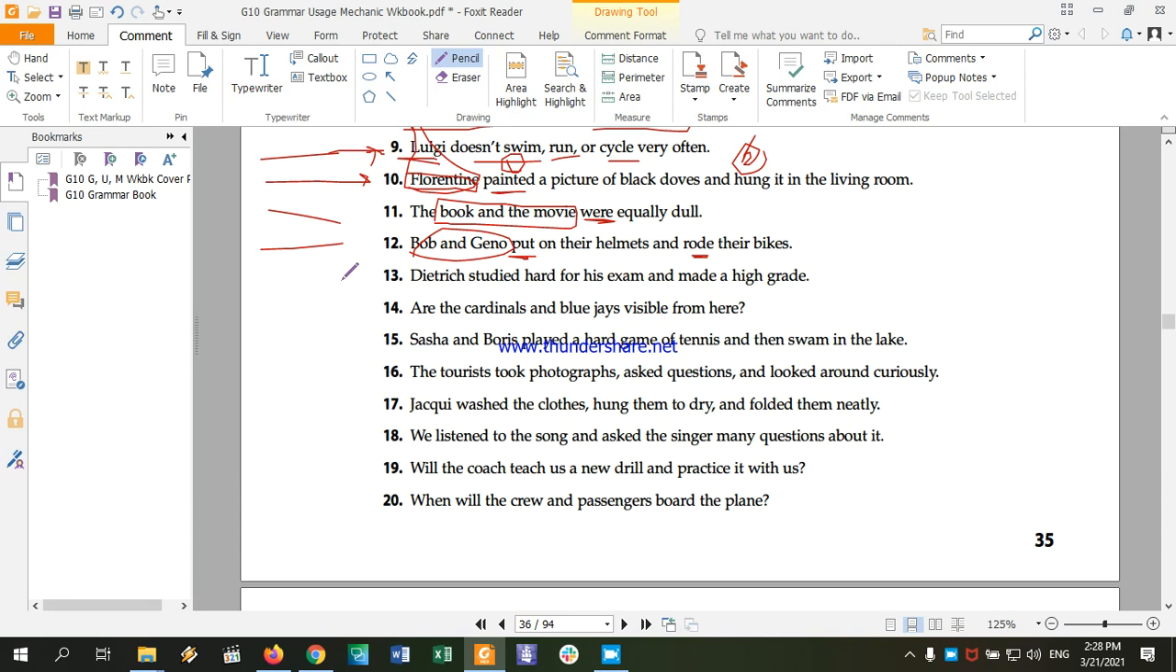Number thirteen. Dietrich studied hard for his exam and made a high grade. This is the subject. Studied, first part. Made, this is the second one. Fourteen.